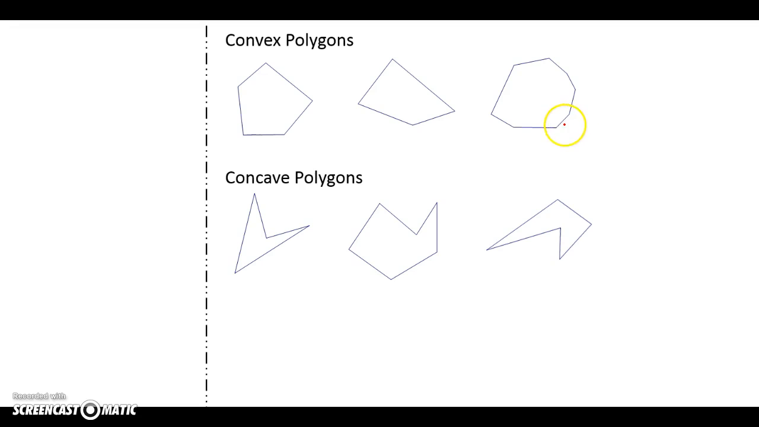It's not like a formal definition. I'll never ask you for a formal definition, but I may give you a picture or a bunch of pictures and I may ask you which of these is a convex polygon. Or I might ask you which of these is a concave polygon. You have to be able to know the difference between the two.